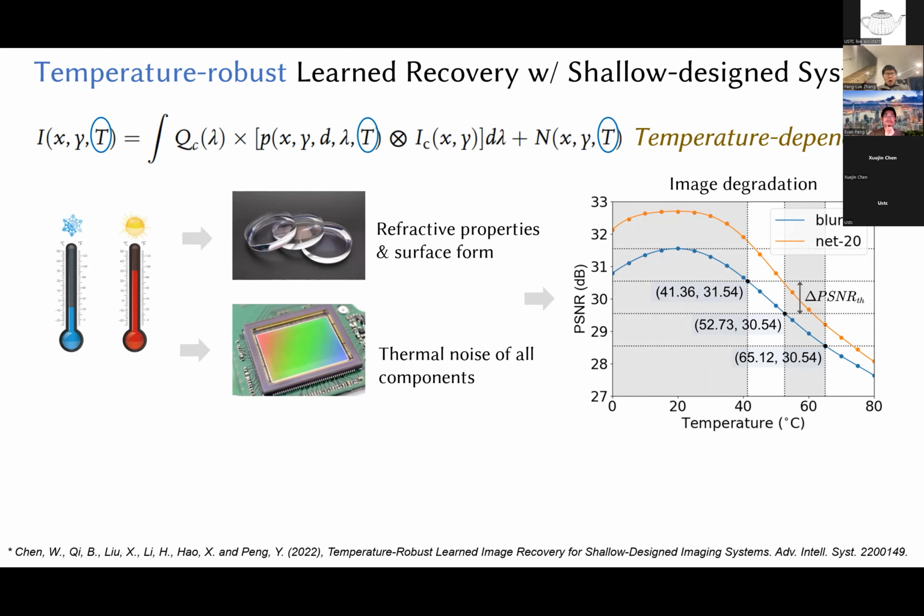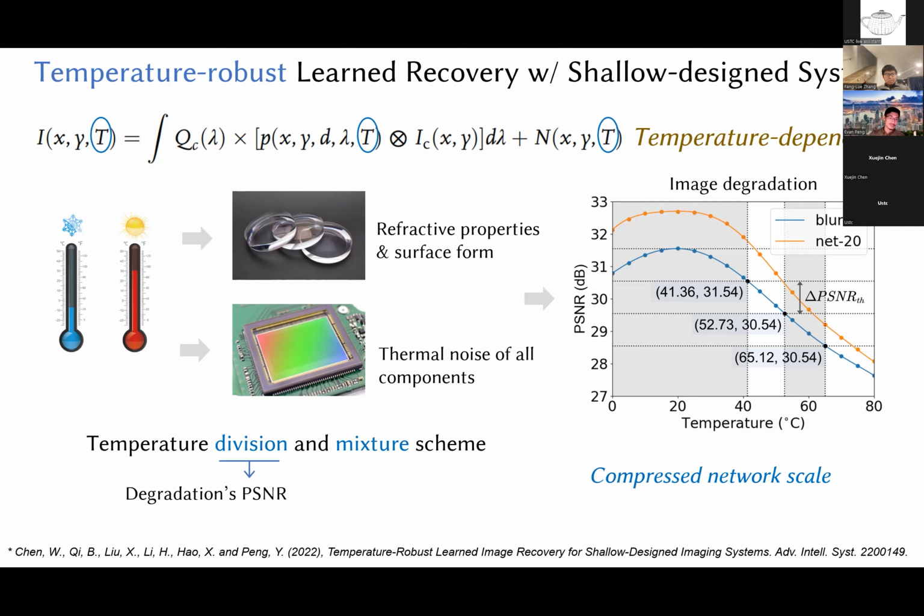Okay, but it's unaffordable for the hardware to specify the model at each individual temperature, right? So we need to explore the temperature division and data mixture scheme so we can reduce the number of the branches. In this case, we set up the data PSNR and try to divide the entire temperature range into a few temperature ranges, so we can actually lessen the compressed network scale.